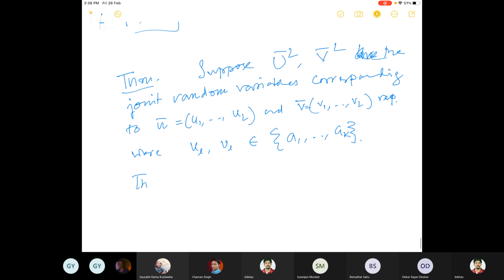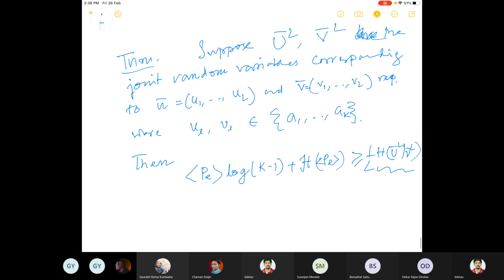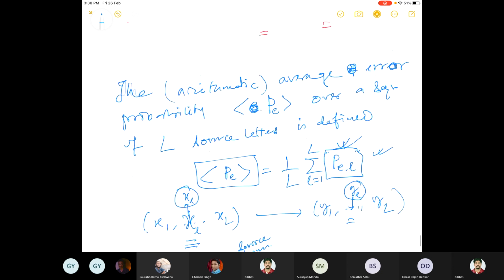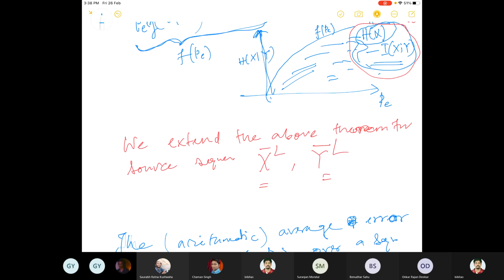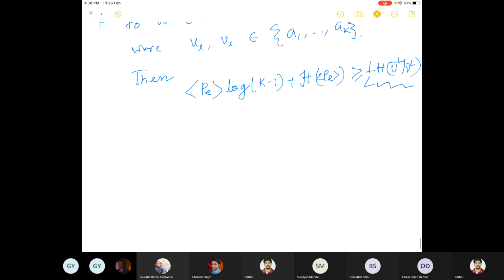Then what we want to prove, and this is also very simple, is that the average error times log of K minus 1 plus the entropy of this is bigger or equal to 1 by L H of U bar L given V bar L. So now this is in terms of the entropy of the joint random variable, the conditional random variable U bar L and V bar L. Same thing, we are just extending the proof. Here I gave the proof for individual X and Y, or I can say U and V. And now I'll use this theorem in order to prove the next theorem. And this is very, very simple.